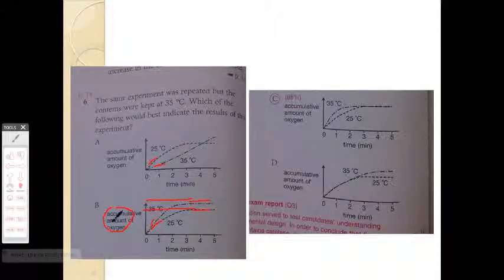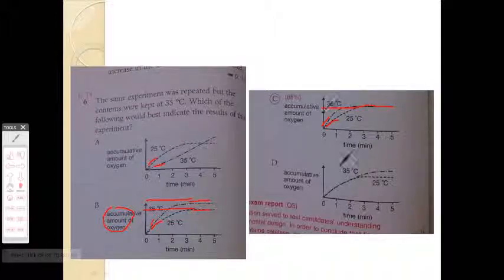The amount of product is higher for 35 degrees than for 25 degrees. This is what it means. And this one means the slope of 35 degrees is steeper than 25 degrees, meaning that the reaction rate of 35 degrees is faster than 25 degrees, and they reach the same equilibrium, meaning that they have the same amount of product at the end of the reaction.